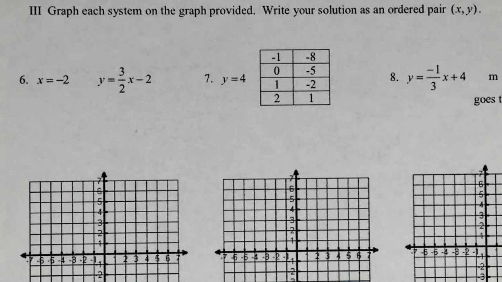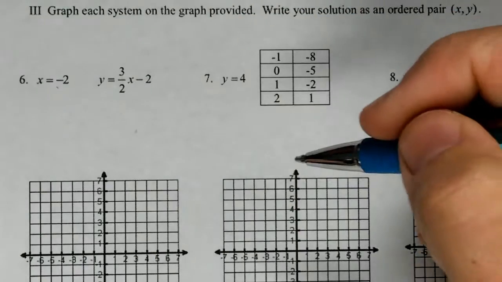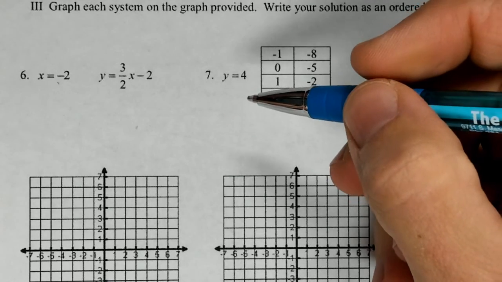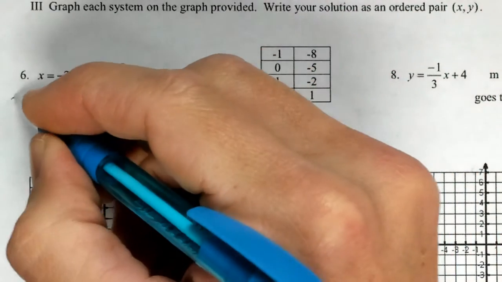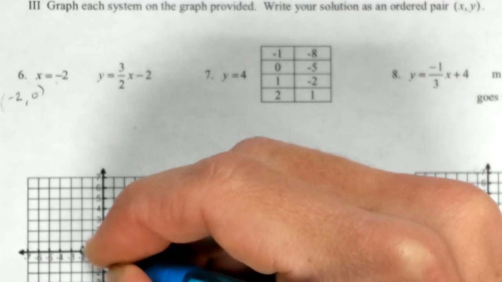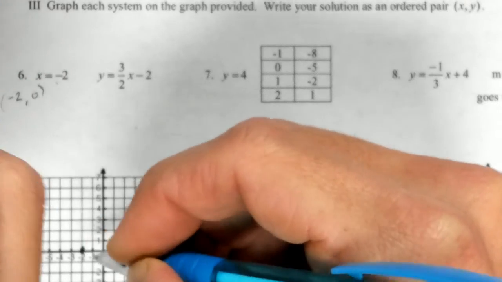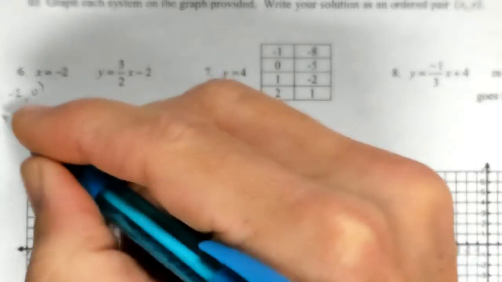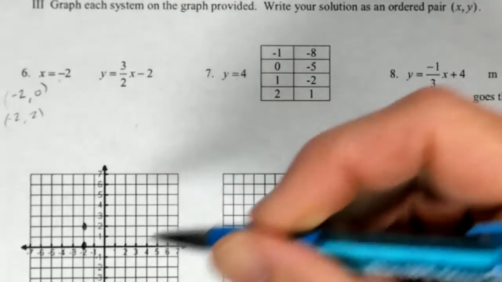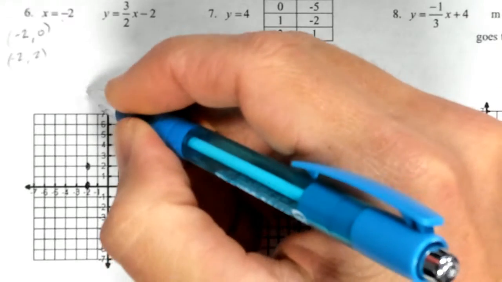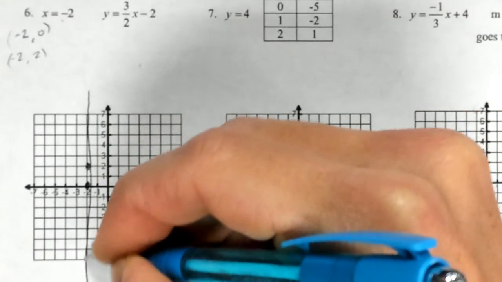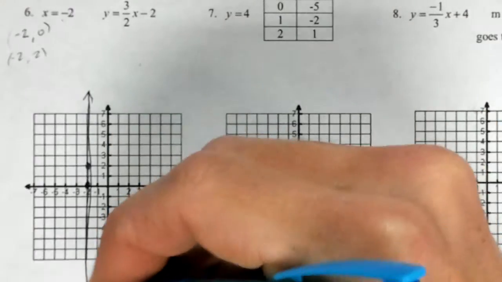So number 6, I have the graph or the equation x equals negative 2. Anytime you have x equals a number, it is a vertical line, because I could say that x equals negative 2, y could equal 0. You get a point at negative 2, 0. I could say that x equals negative 2, y could equal positive 2. You get a point at negative 2, positive 2, etc. So that line looks like that right there. It's a vertical line at x equals negative 2.